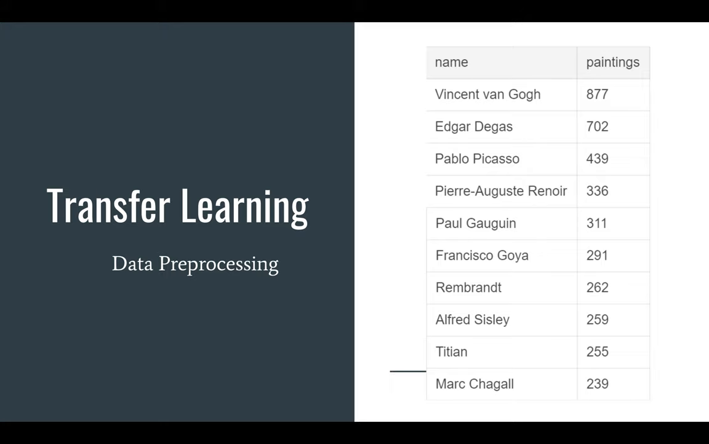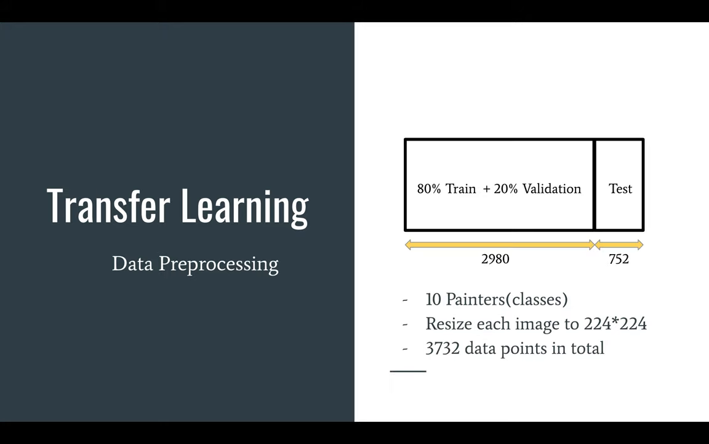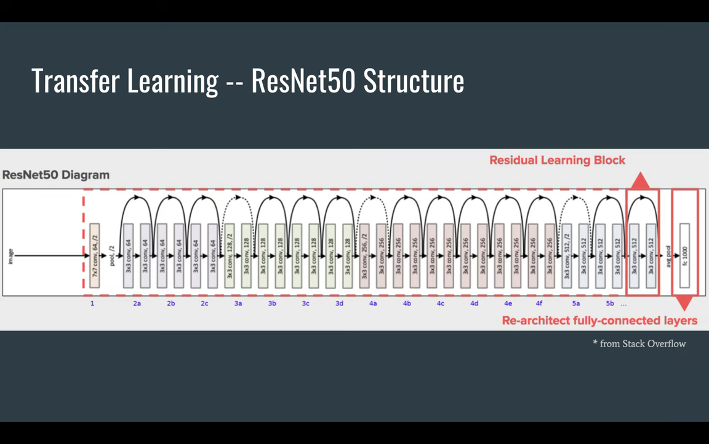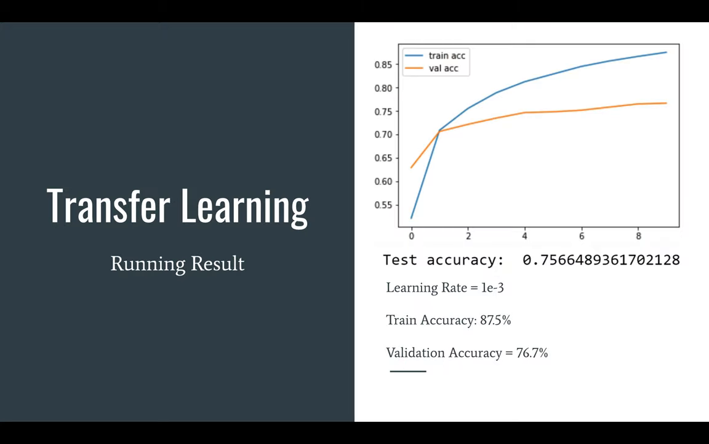After we found that the accuracy cannot be improved significantly by using the basic CNN model, we tried transfer learning because now we only need to train the last few layers of a pre-trained network. The original amount of paintings is enough. So in this case, we have 10 painters. We resize each image to a larger scale, and we have about 3,000 data points in total. We tried different models like ResNet 18, ResNet 50, and VGG 16, and ResNet 50 gives the best result. This is our best result with ResNet 50, and the accuracy is about 76%.